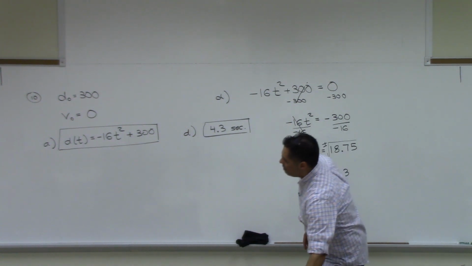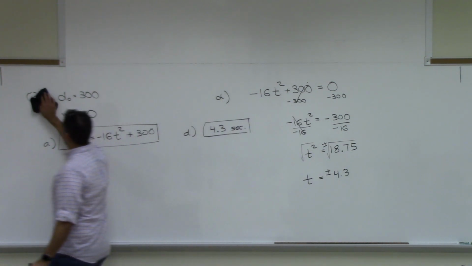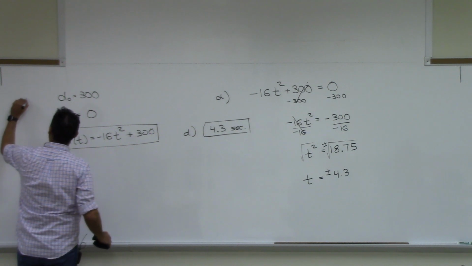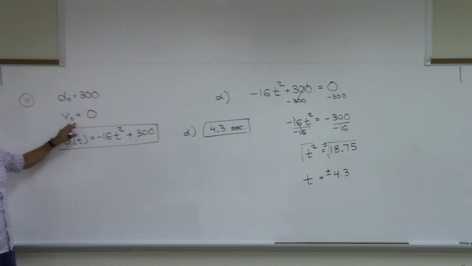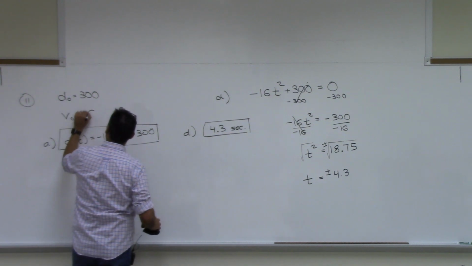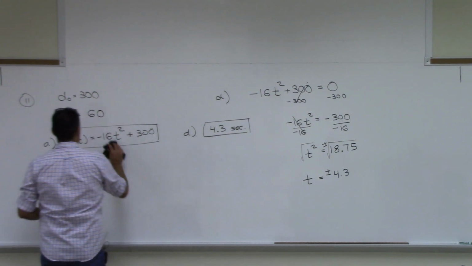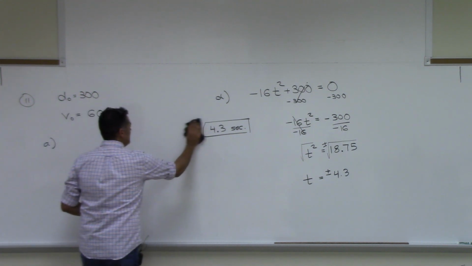So the difference here is that in our formula for number 11, our starting height's exactly the same, 300, right? But our V naught is no longer 0, it's 60. And it's positive 60 because we are throwing the ball up. If we threw the ball down, then I would put a negative 60 here. So let's change that to positive 60. And now let's answer the questions.